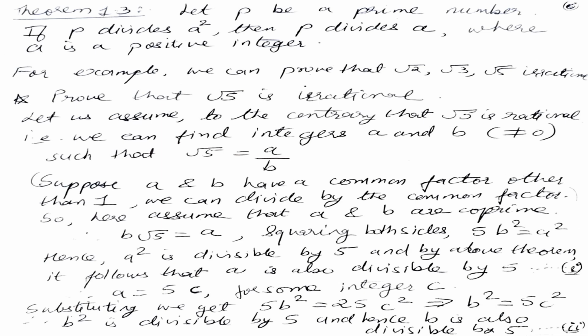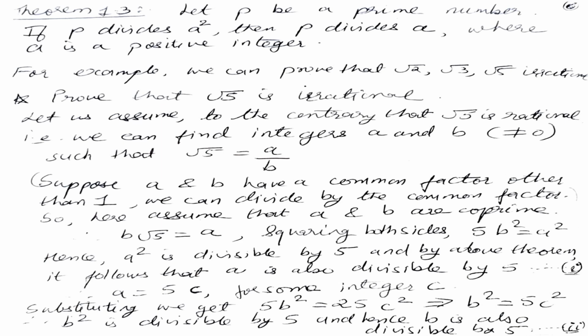5b square is equal to a square, so a square is divisible by 5. By above theorem, a will also be divisible by 5. Now since a is divisible by 5, we can write a is equal to 5 into c for some integer c. Substituting a is equal to 5c, we get 5b square is equal to 5c whole square, or 5b square is equal to 25c square. This shows that b square is equal to 5c square. So b square is also divisible by 5. Hence b is also divisible by 5.